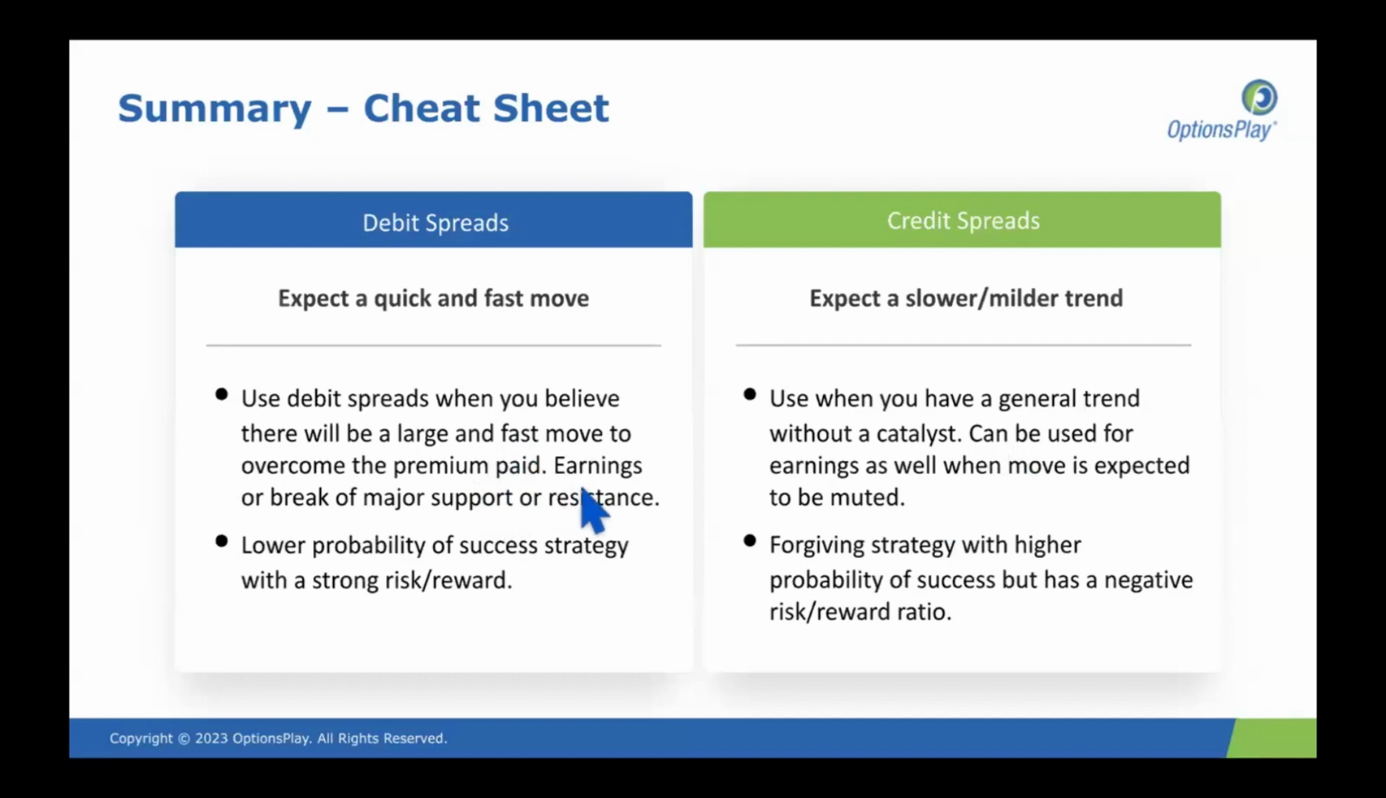overcome the premium paid. Earnings or major break-even events, support, resistance. If we see a breakout to the upside, this would be a strategy that we'd want to do. If we're trying to trade around earnings, a lot of times I want to put on a debit spread because there's a lot of things that happen to option prices around earnings. And it helps if you're buying one option contract and selling one option contract. So debit spreads are a great time if you want to try to take a position on earnings, around a big event, around a big speculation event. So lower probability of success, usually with a strong risk reward.